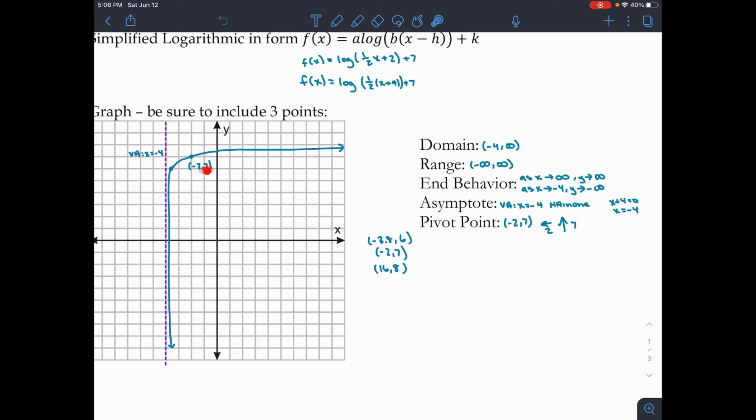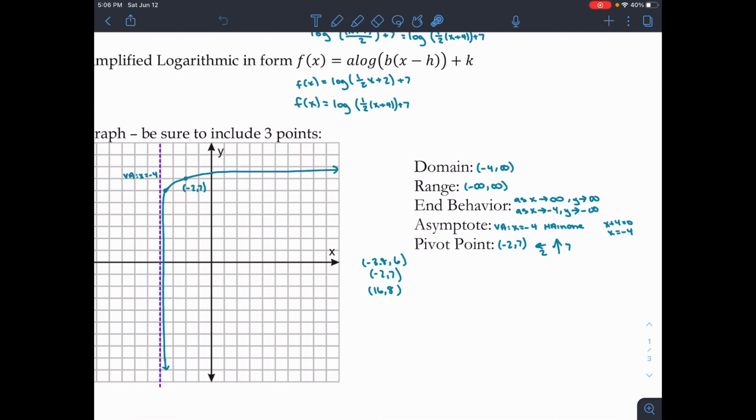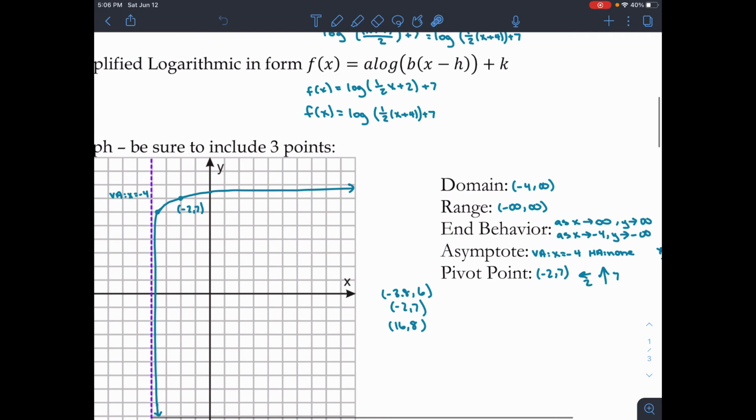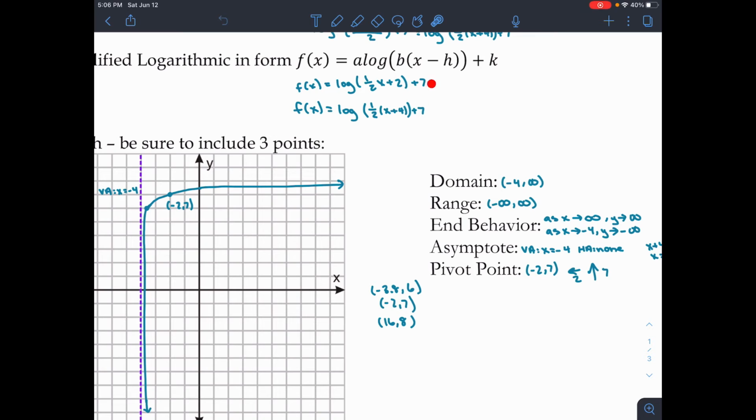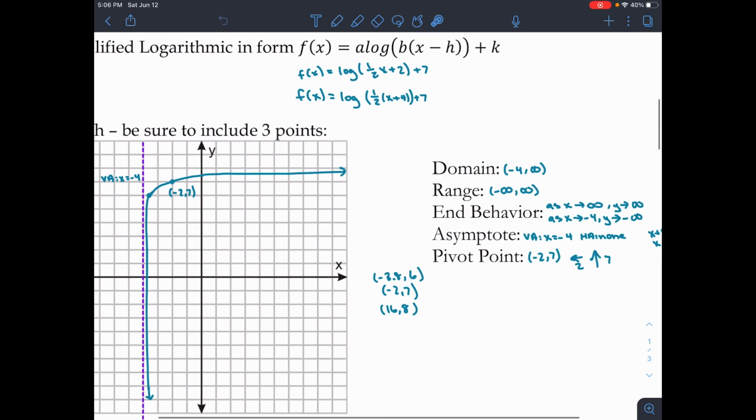And then to find the pivot point, the pivot point is basically where the equation changes direction. And so we get that by using this equation, when we can see that it's half x plus 2 plus 7. So this plus 2 would mean the opposite, so it would go to the left 2, and then this plus 7 would just be a transformation, slide up 7. So we have left 2 and then up 7. So this is where our pivot point is.